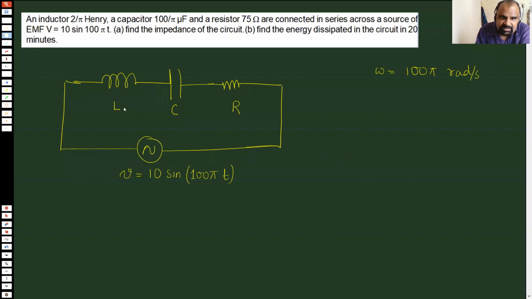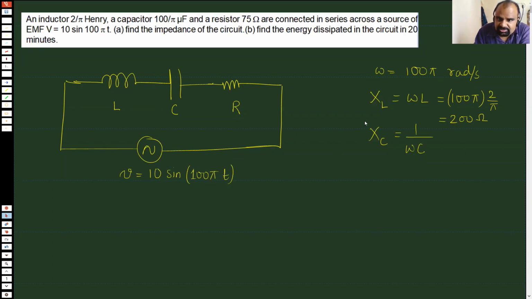Now, even though L and C are given, we never use L and C directly. We always find XL and XC. XL is called inductive reactance, XC is called capacitive reactance. XL is omega into L and XC is 1 by omega into C. Now omega is 100 pi and the inductance is 2 by pi Henry. So this comes out to be 200 ohm.